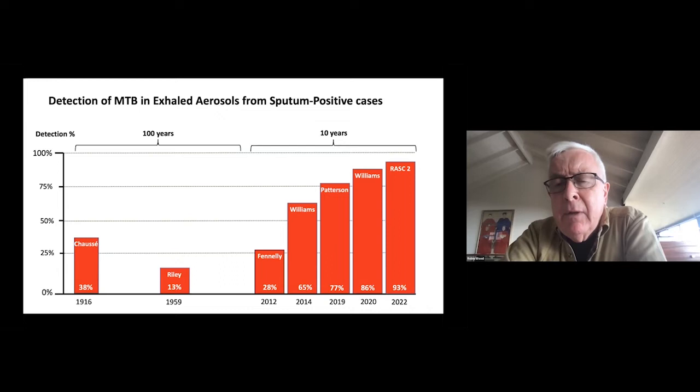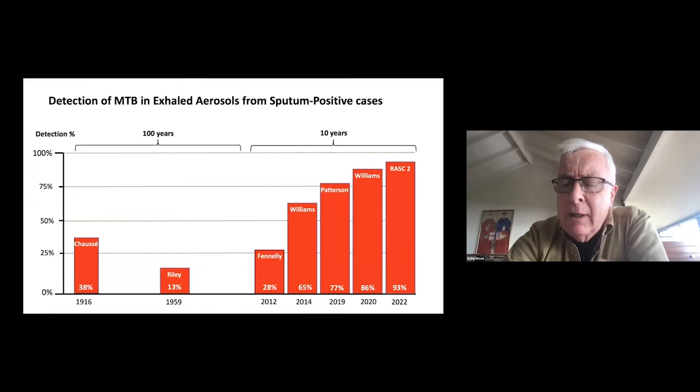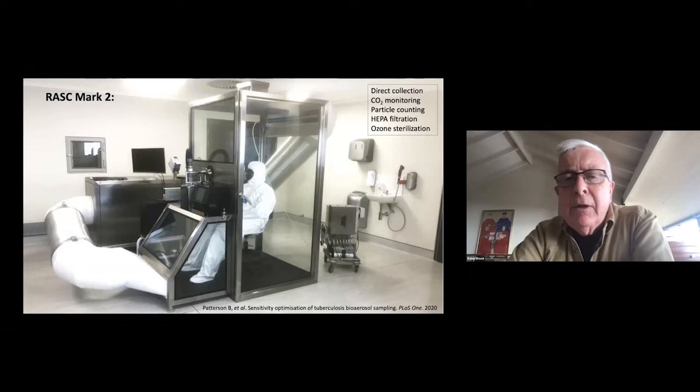In our group, Patterson and Benjamin managed to get up to 77% by combining DNA and colony-forming units on an Anderson. And then the Williams group improved their sensitivity yet again, probably because people are now willing to wear masks for longer. They were wearing masks up to 24 hours and got up to about 86% of their smear-positive cases having evidence of airborne mycobacterium. And then more recently, and that's what I'm going to show you here, we've increased the sensitivity further to about 93%.